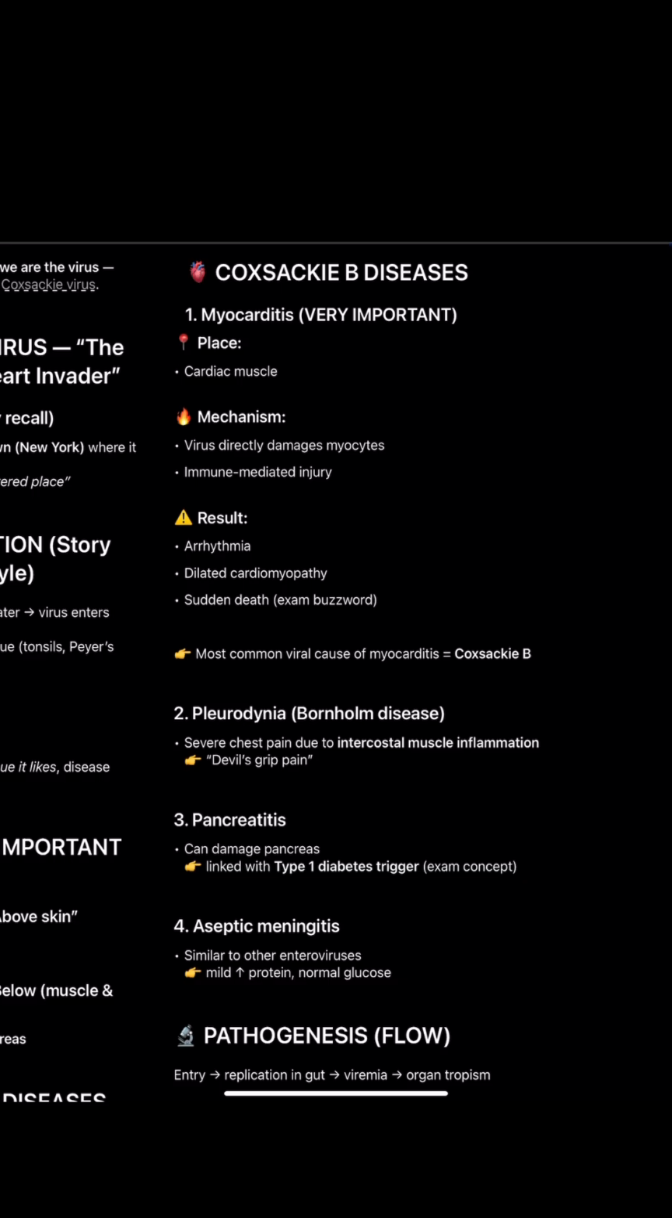Coxsackie B virus is infecting the cardiac muscle. The virus directly damages the myocytes, and there is immune-mediated injury. As a result, arrhythmia, dilated cardiomyopathy, and sudden death can occur. And the most common viral cause of myocarditis is Coxsackie B.